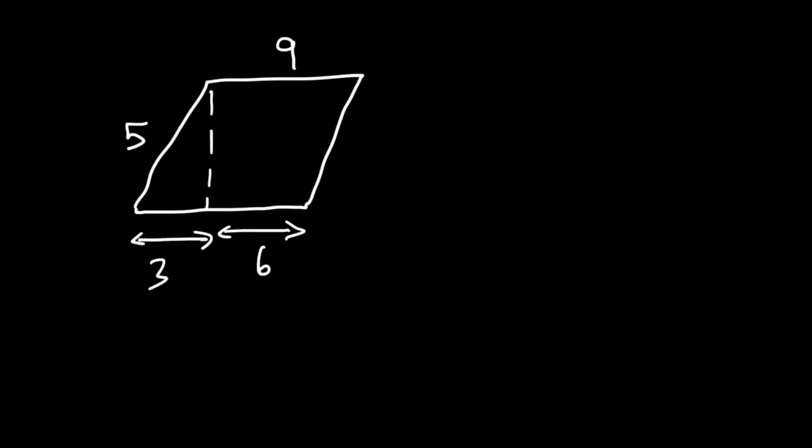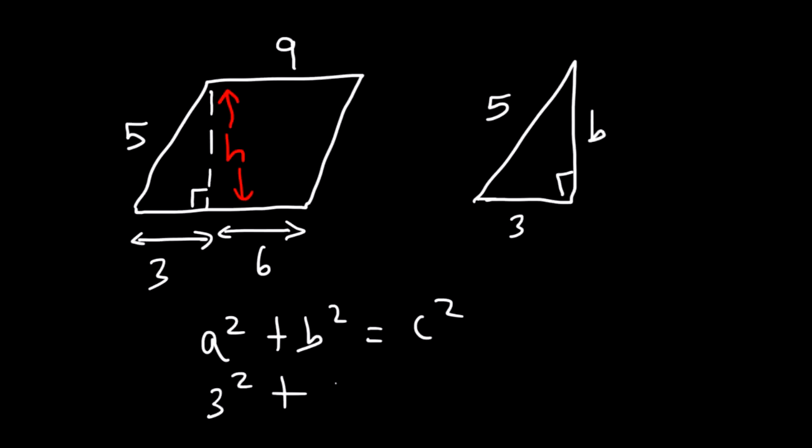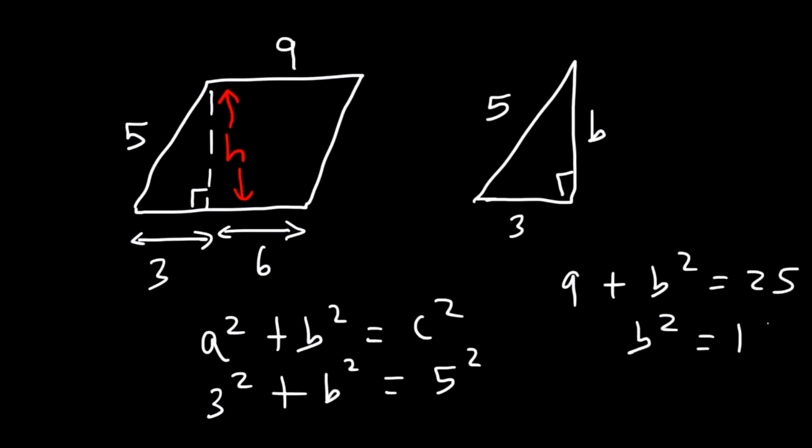In order to find the area, you got to find the height first. And notice that we have a right triangle. The hypotenuse of the right triangle is 5, and one of the legs is 3. So we got to find the missing side. So we could use a squared plus b squared is equal to c squared. So a is 3. We're looking for the missing side b. And the hypotenuse c is 5. 3 squared is 9. 5 squared is 25. 25 minus 9 is 16. And the square root of 16 is 4. So the missing side, or the height, is 4.